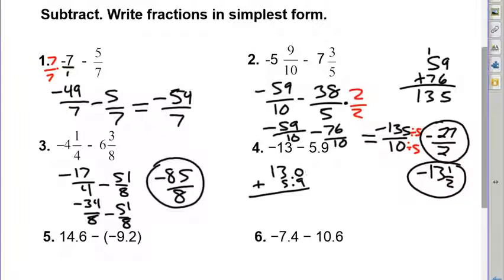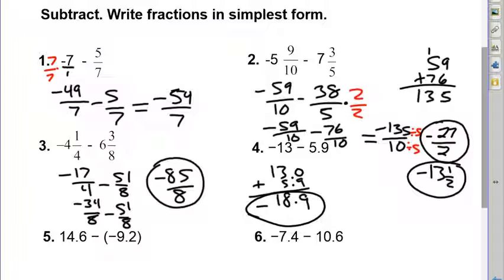I'll put in that extra 0 for the 13. But I know that my result is going to be negative, so I'm just going to write that negative down in front right away. And now I can add these numbers: 0 plus 9, 3 plus 5, and 1 plus 0. My result of negative 13 minus 5.9 is negative 8.9.